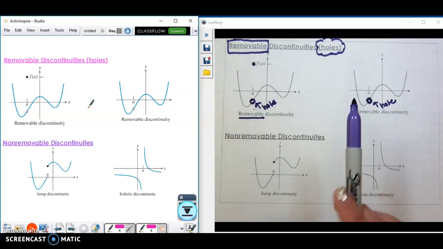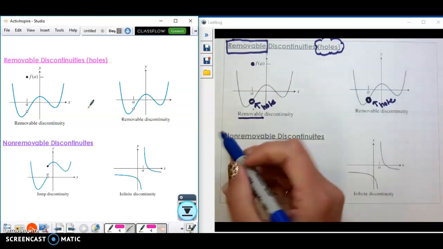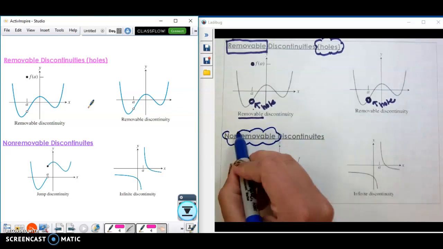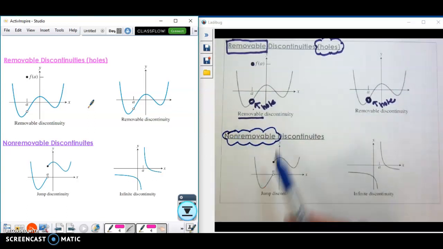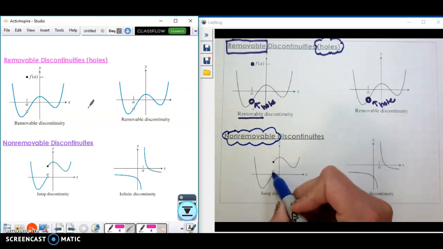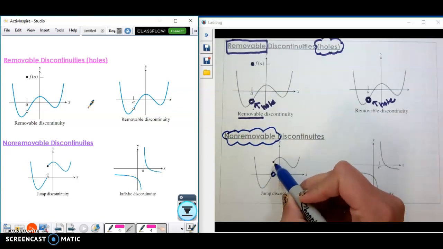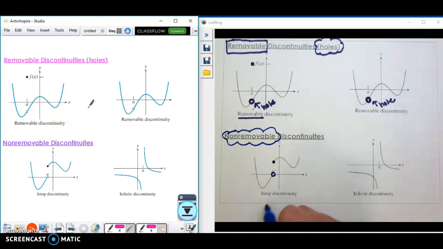Okay. So then when we're talking about non-removable discontinuity, we have two instances for this. As you see, if you go from left to right, we do have a hole here, but we're missing this whole part of the graph here. So this is called a jump.